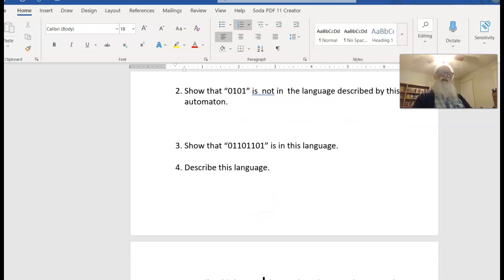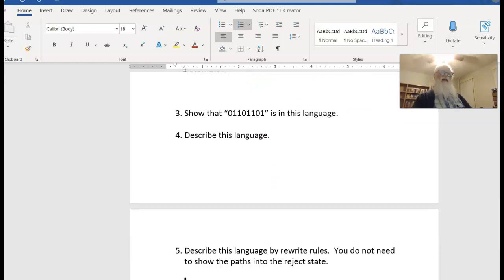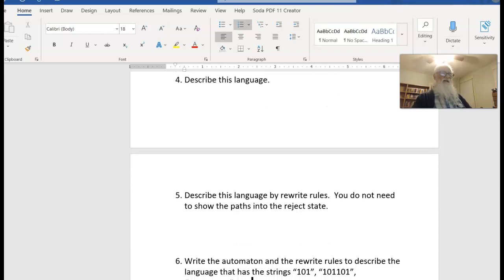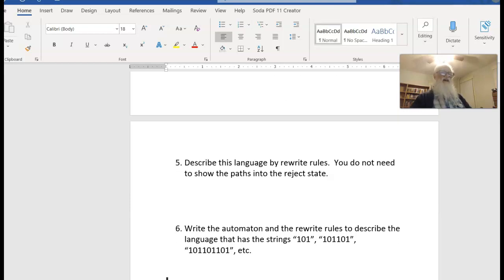And then try to describe the language. Then write the rewrite rules for it. See what you can do. Don't worry about the reject state. And then write the automaton and the rewrite rules to describe the language that has the strings 101, 101, 101, and so on and so on. So work on that. I don't think it'll be terribly hard, but I hope that it'll be good.